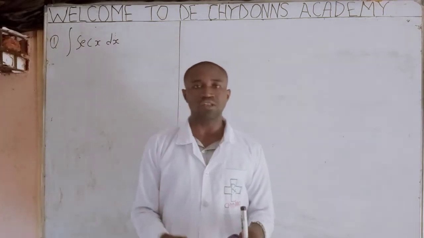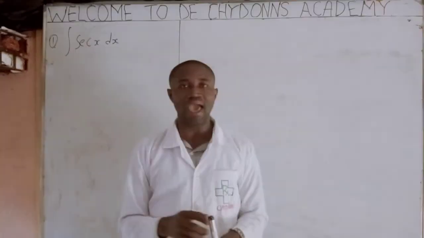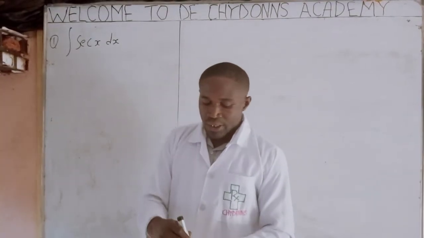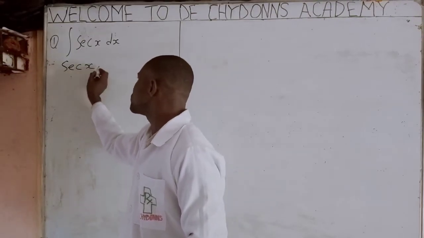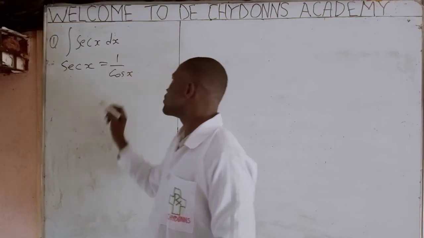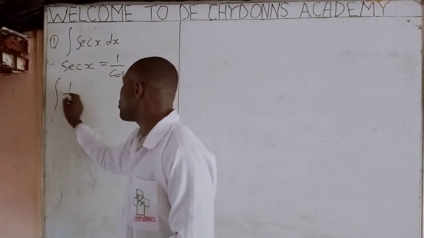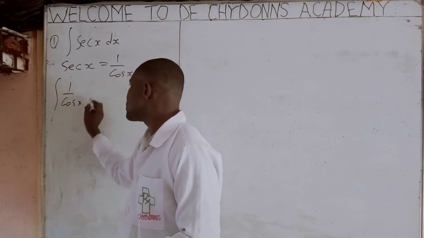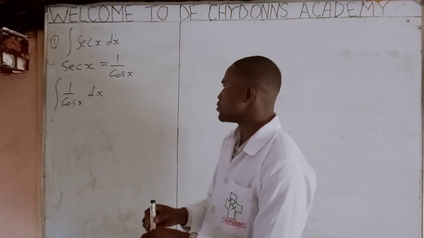Welcome again to the continuation on topic integration. We want to see how to integrate sec x dx. Now, in trigonometry, sec x is noted to be 1 over cos x. So what it simply means is that the question is integrate 1 over cos x dx. So, what do we do?